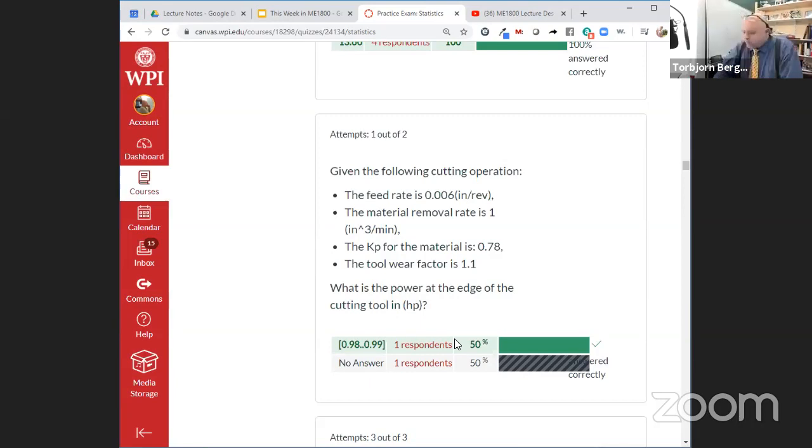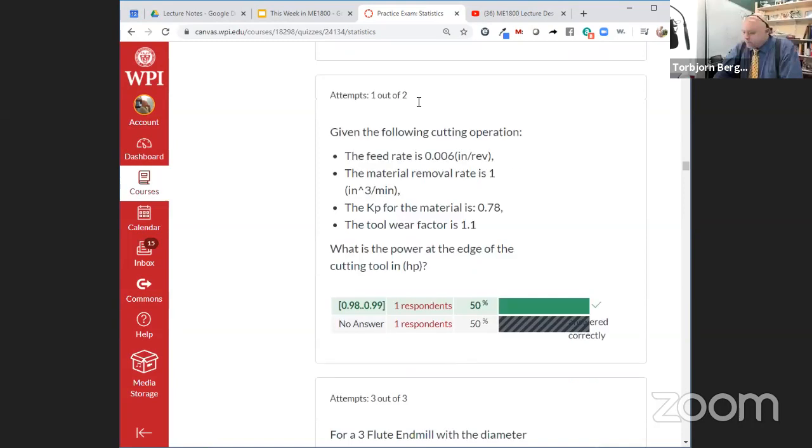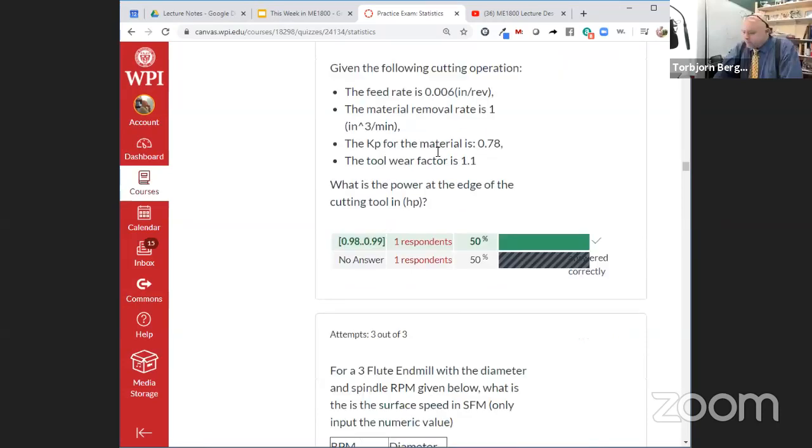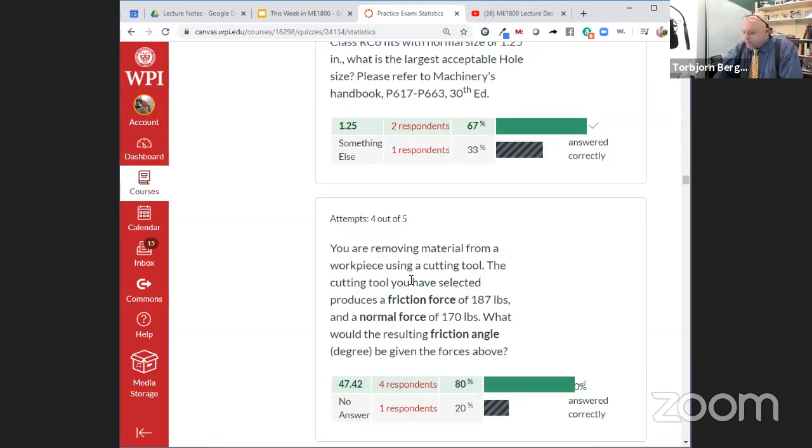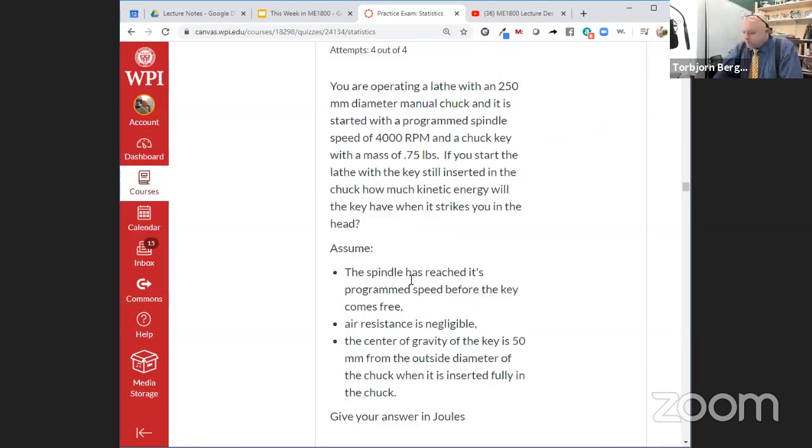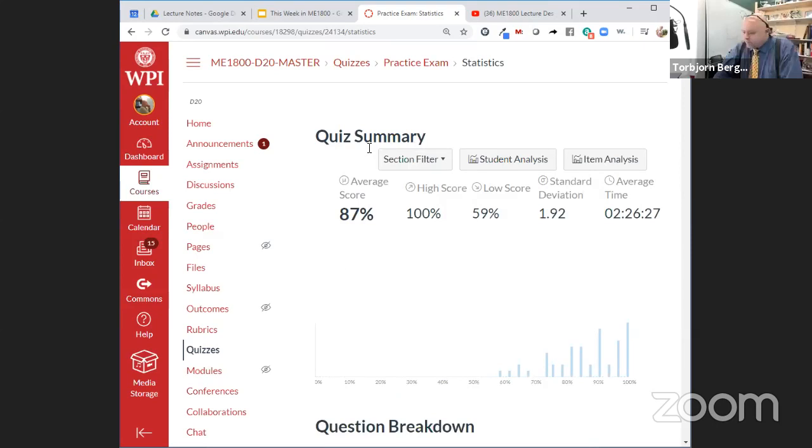Facing operation on a lathe, okay. All right, so the quiz looks good. I looked at the overall grades for the class. It looks like everybody's doing well in the class, so I'm not concerned about anybody that has been trying to finish up the class. So I'd like to move on with today's lecture.